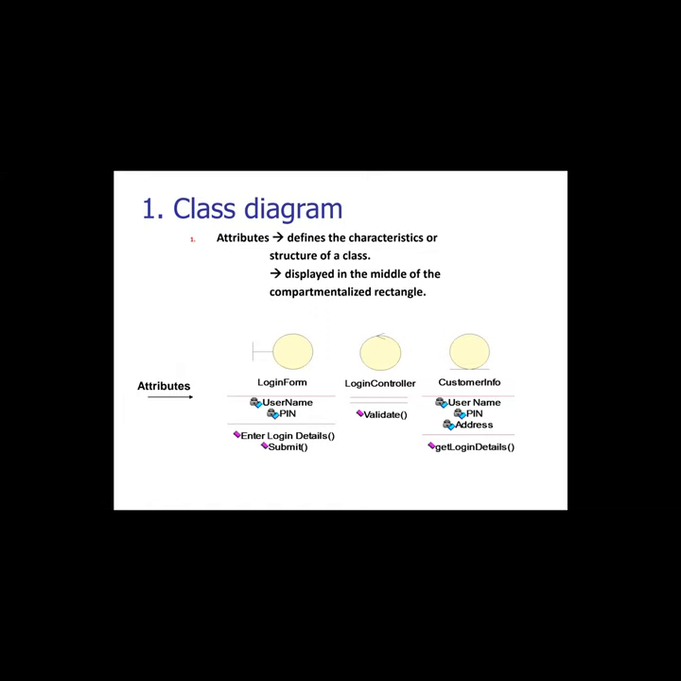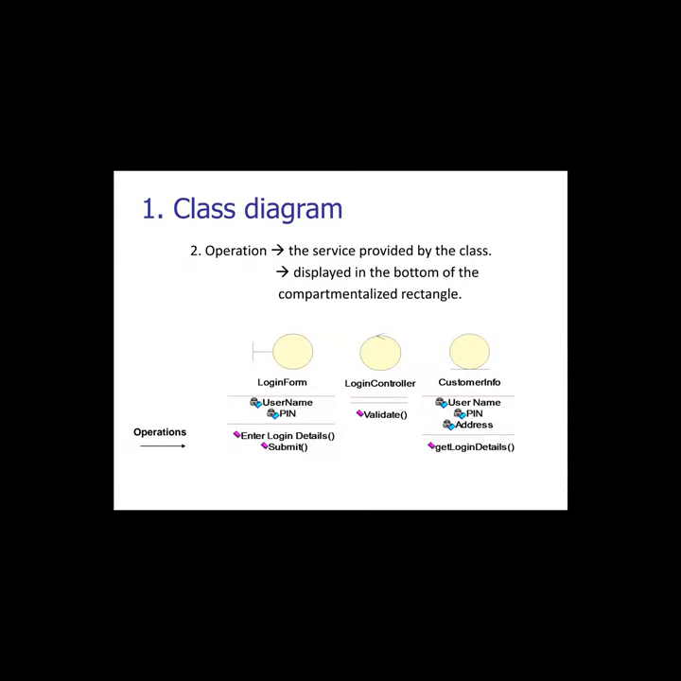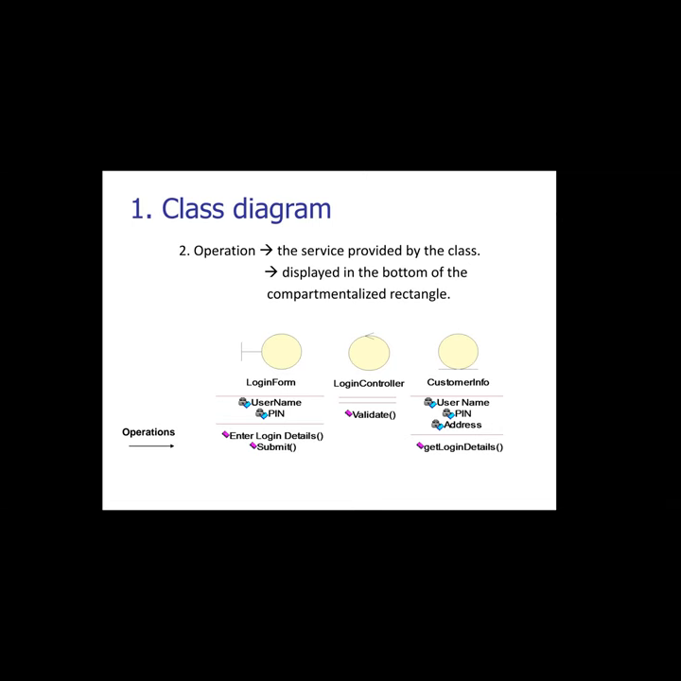So while designing a class, we have to define the characteristics and structure of the class. The rectangle symbol will be used to represent all the attributes, functions, and everything. So the attributes are username, PIN, and address. And the operations here mean the various functions, the services provided by the class, displayed in the bottom of the rectangle. So here the functions are login details and submit, the get login details function.